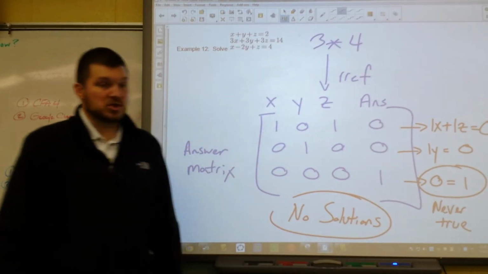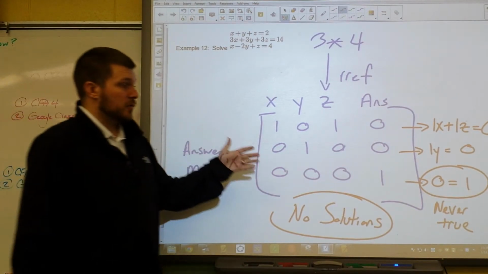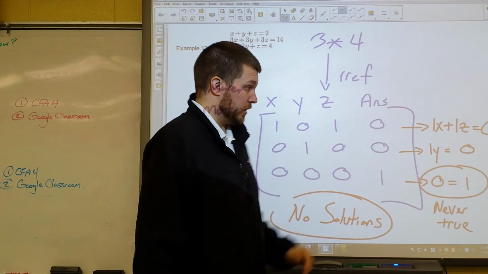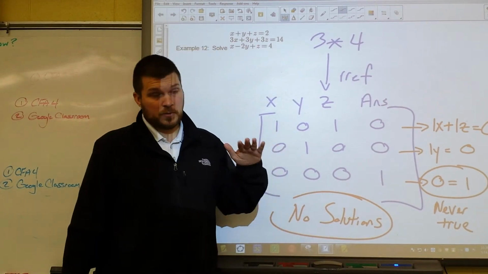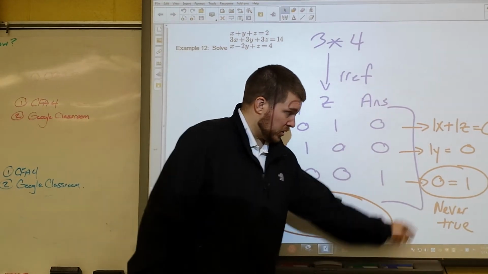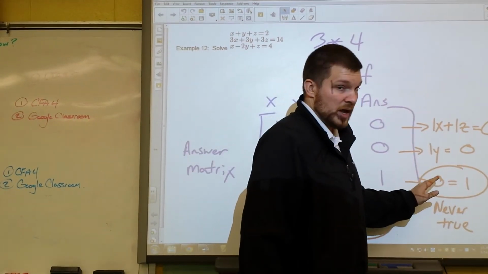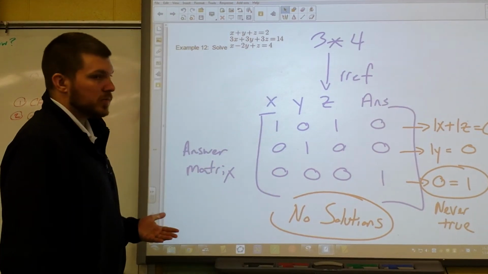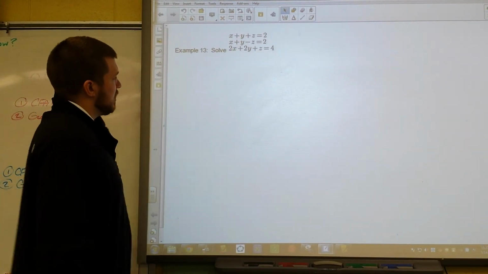Okay, so no solution. Graphically, this would be either pairwise joining, so the planes would intersect in pairs but not all three together, or they would be sheets of paper that are all parallel, like we saw a few slides back. So again, you're looking for something where you don't have any more variables, something that's never true, and that means no solutions. Okay, no big deal. Let's move on to another example.